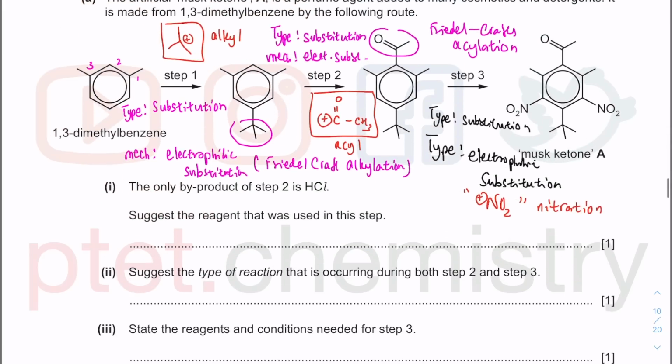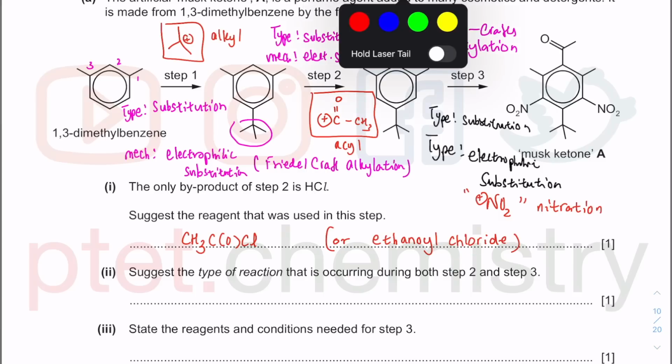Now, the only byproduct of step 2 is HCl. That is because you kick out the H+, and then you kick out the Cl- from the acyl chloride. So suggest the reagent that was used. It has to be CH3COCl. They are not asking for the formula. They are not asking for the name. You could have given the formula like that, or you could give the name, but the name has to be correct. It is a 2-carbon acyl chloride. The name is called ethanoyl chloride. If you choose to give the name, it has to be spelled properly. I would always go for the formula unless I have no choice.